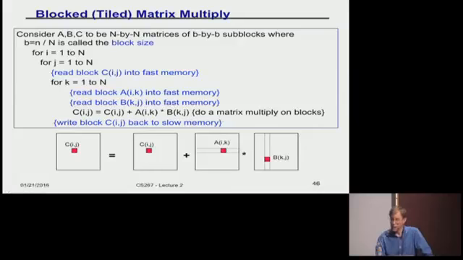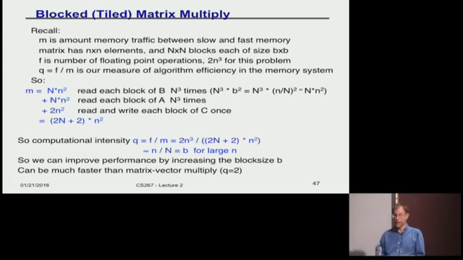So let me do the counting and ask. I'm assuming that I can choose B so that I can fit 3 B by B blocks into fast memory. So let me do that assumption and then see what happens. So what's the total amount of memory traffic?